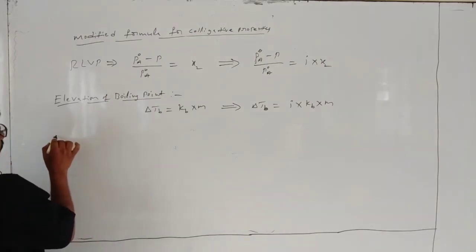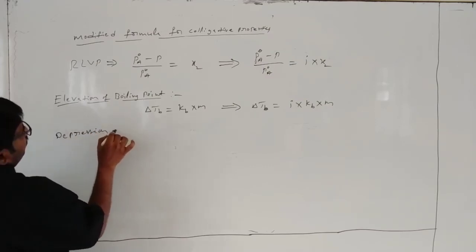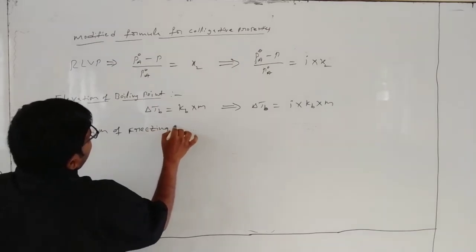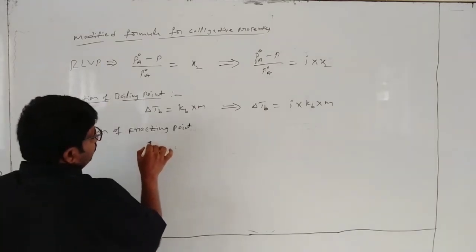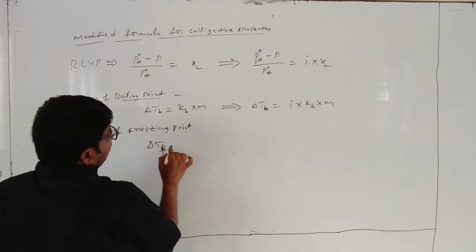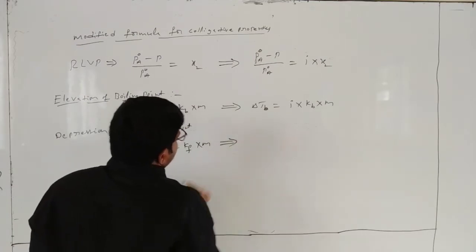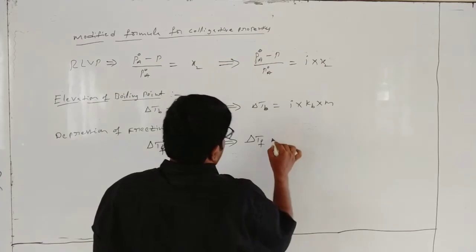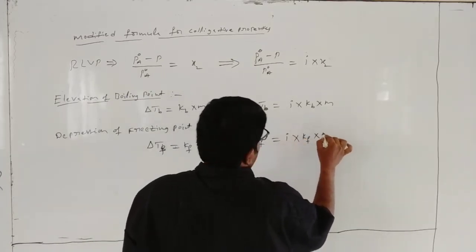Next one, depression of freezing point. This is delta Tf is equal to Kf into molality. For this one, delta Tf is equal to i into Kf into molality.